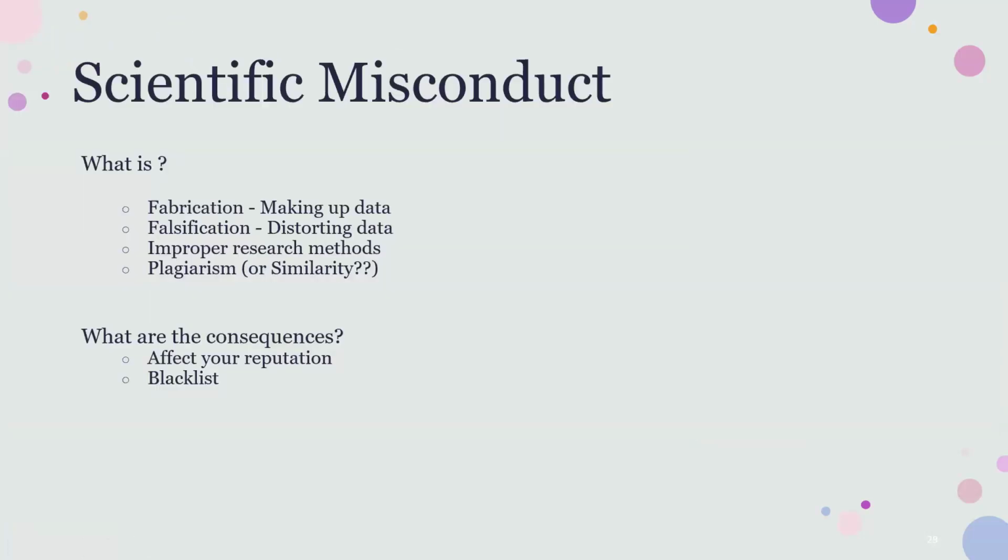Before going into the next section, I would like to touch upon scientific misconduct. Throughout this publication process, we have to ensure that we are not conducting any scientific misconduct. So what falls under scientific misconduct? Fabrication, or making up data, is considered scientific misconduct and is not acceptable. Falsification, distorting the data, is not acceptable. Improper research methods are not acceptable. It can lead to an outright rejection of your manuscript.